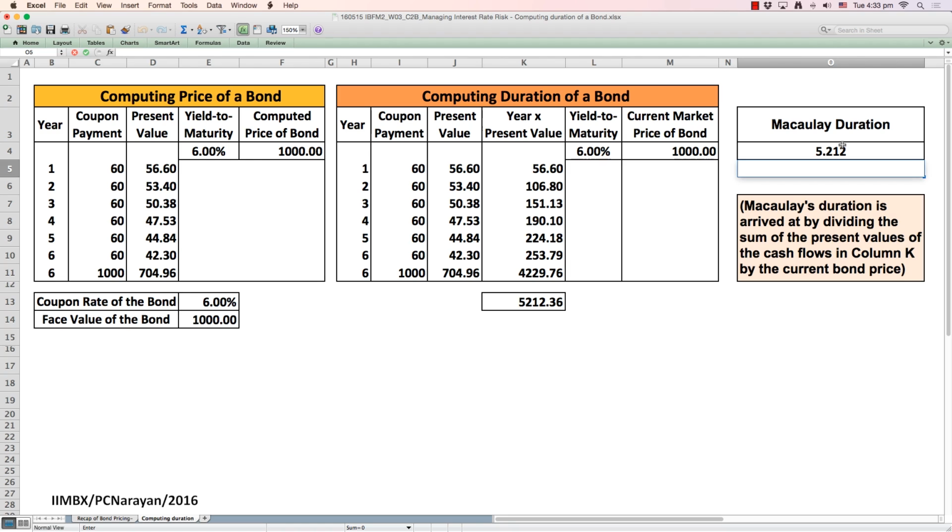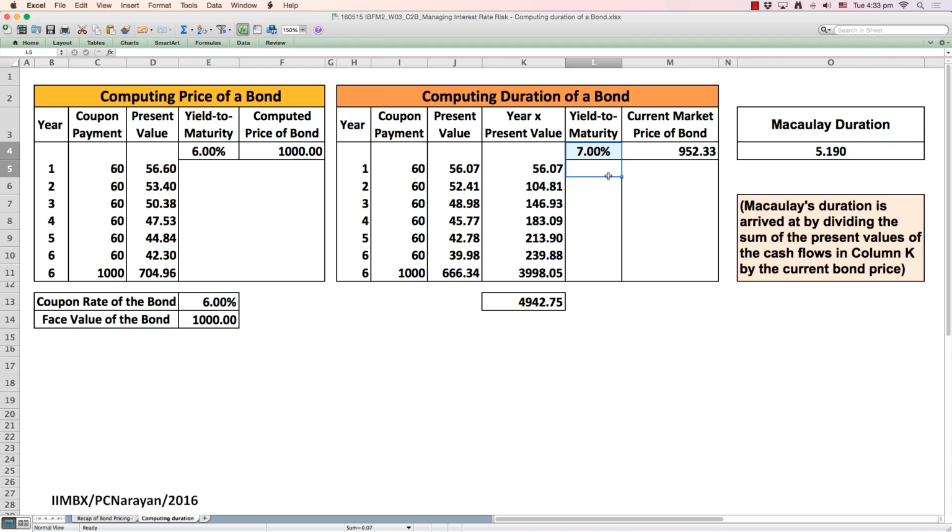Now let's take a situation where in that country the interest rate moves up, and therefore the yield to maturity, as we saw in the bond example, would, let us say, go up to 7%. What this does immediately, because of an increase in interest rate, is that the bond will now sell at a discount, which is 952.33. And not surprisingly, Macaulay's duration has also come down to 5.190 from the 5.21 that we had earlier.